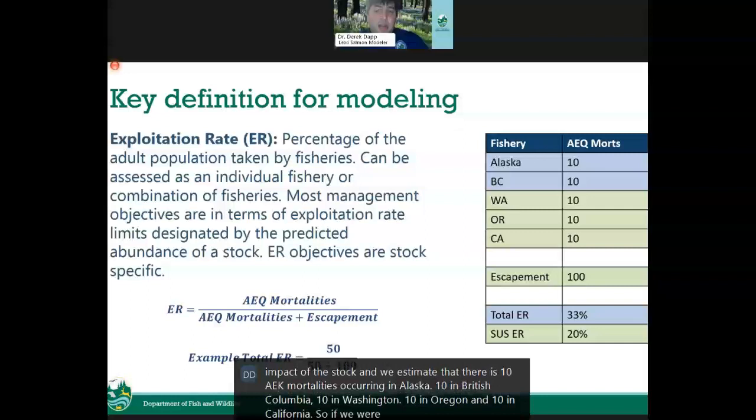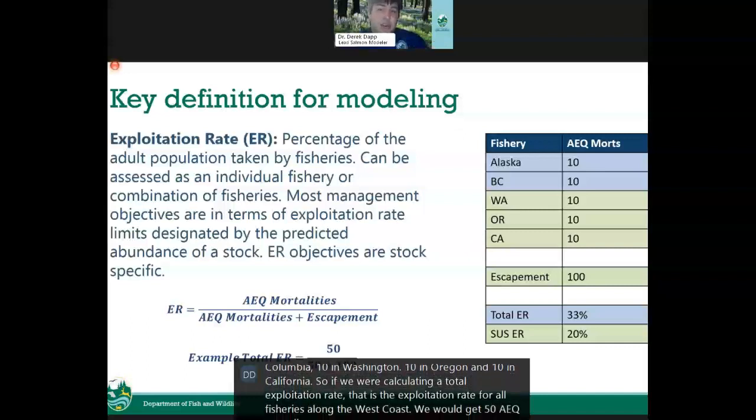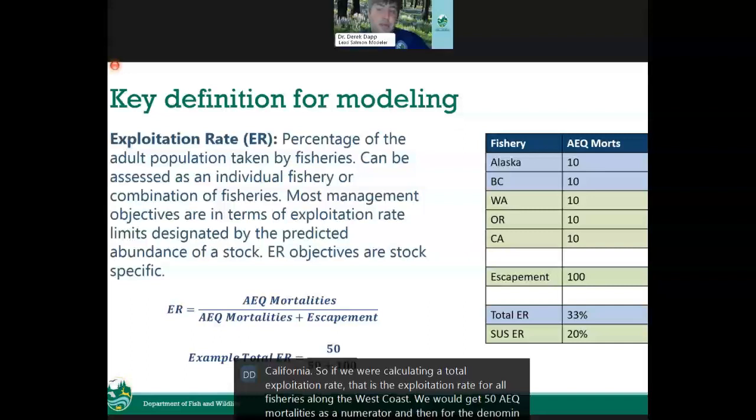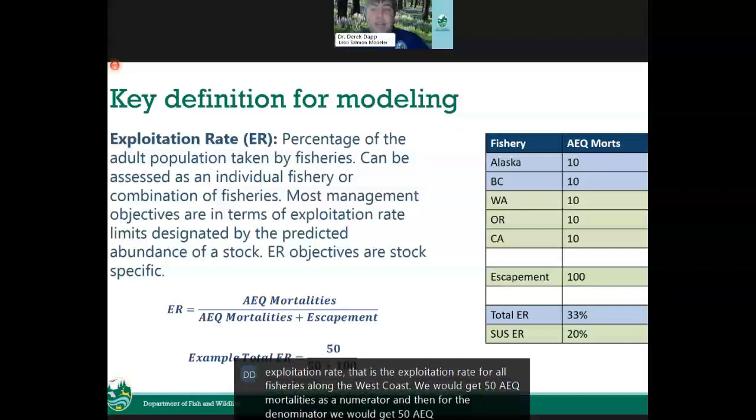So if we were calculating a total exploitation rate, that is the exploitation rate for all fisheries along the West Coast, we would get 50 AEQ mortalities as a numerator. And then for the denominator, we would get 50 AEQ mortalities added to 100 fish in escapement. This would result in 50 over 150, or a total exploitation rate of 33%.